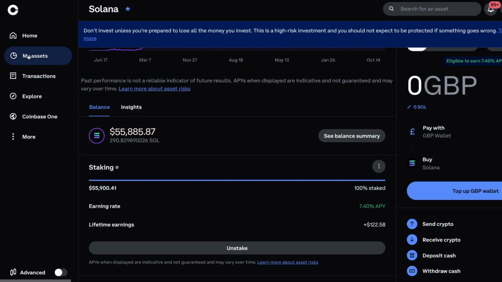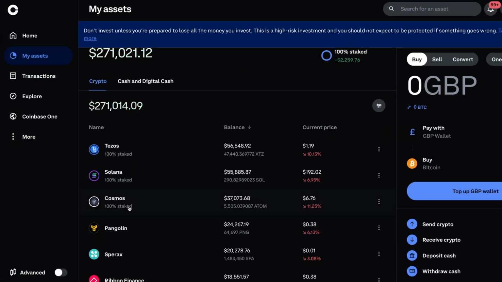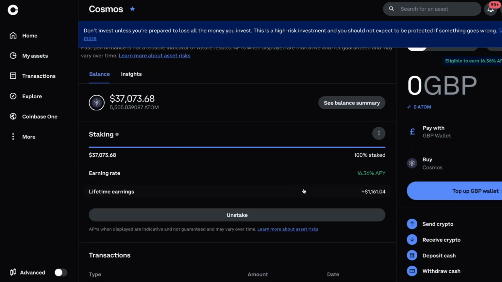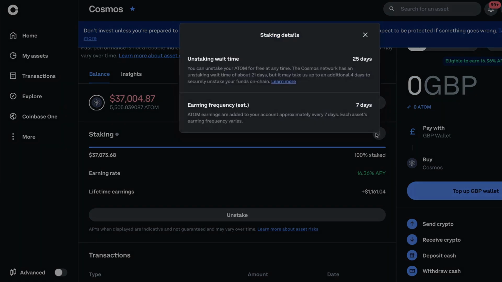And then lastly, I want to talk about Cosmos, aka Atom, that I was also mentioning before. This is the coin that has the very high 16% interest. But the catch here is that it has one of the highest unstaking times at 25 days. Actually, this used to be about 40 days a while ago, but it has changed. So this makes it impossible to day trade this because you have to wait 25 days, which is an eternity for crypto trading.